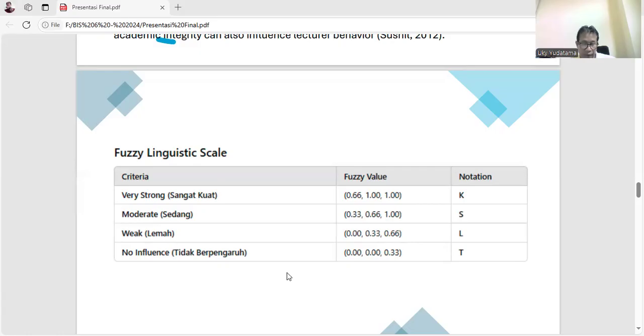Weak, fuzzy value 0.00, 0.33, 0.66, notation L. This represents a weak influence between factors, where the connection is present but minimal. No influence, passive value 0.00, 0.00, 0.33, notation T. This indicates that there is no significant influence between the factors. This passive value helps in capturing the uncertainty and gradation of relationships, allowing for a more nuanced analysis of how different factors interact with one another.